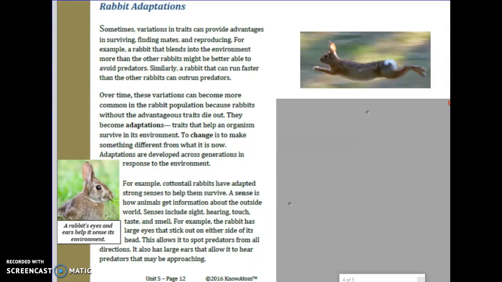For example, cottontail rabbits have adapted strong senses to help them survive. A sense is how animals get information about the outside world. Senses include sight, hearing, touch, taste, and smell. For example, the rabbit has large eyes that stick out on either side of its head. This allows it to spot predators from all directions. It also has large ears that allow it to hear predators that may be approaching.